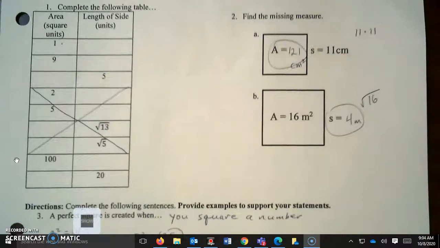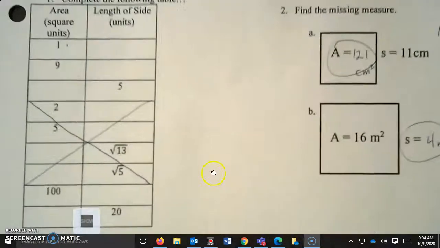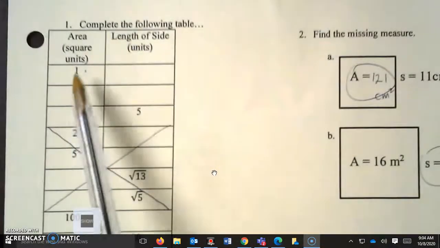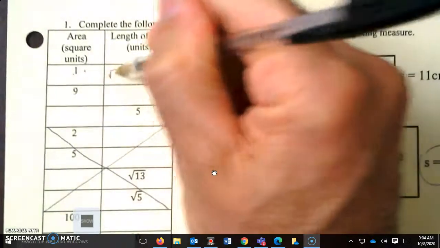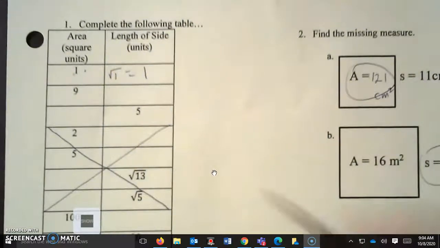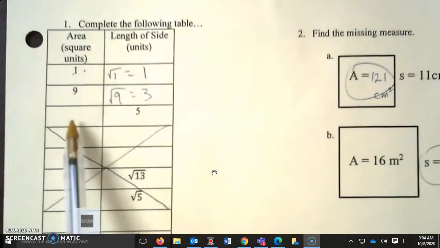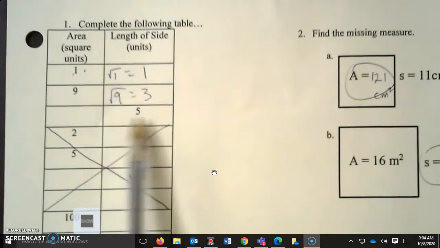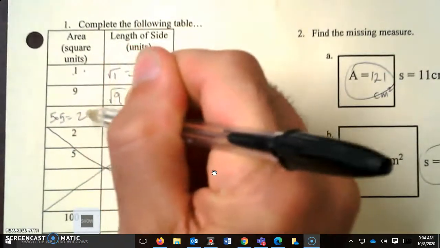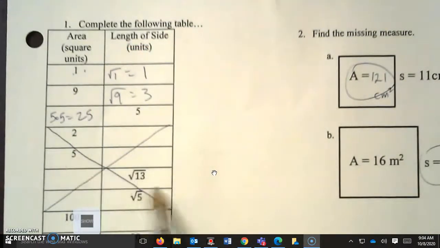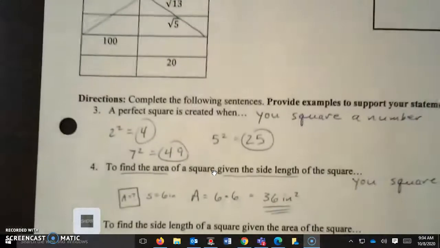Okay, this table's basically the same thing. I'll try to zoom in a little. So if this is the area, the side length is the square root of 1. Square root of 1 is 1. Same. Square root of 9 is 3. Now this is going backwards. To get from here to here, if this is the side length, I want the area, I have to square 5. 5 times 5 is 25. Now ones like this will give you decimals. I crossed them out here, and I think I answered them on the assignment. You will not have to worry about those.